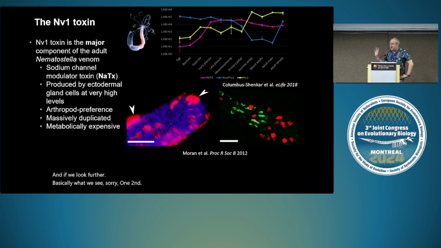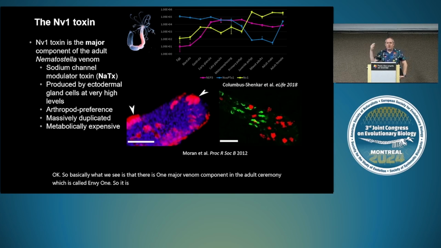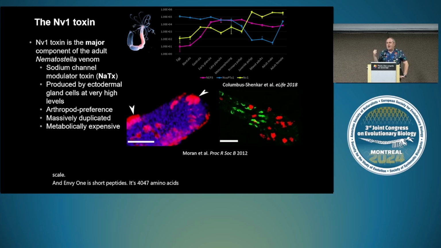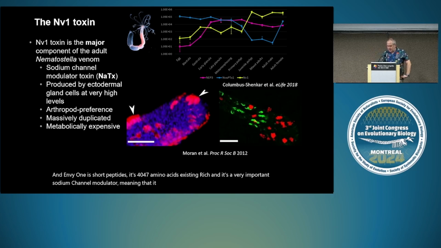Okay. So basically what we see is that there is one major venom component in the adult sea anemone, which is called NV1. It is more than 10 times more common than the next toxin in the adult, and you can see it in the upper right corner in the graph. That's a logarithmic scale. NV1 is a short peptide, 47 amino acids, cysteine rich, and it's a very potent sodium channel modulator, meaning that it's causing pain and paralysis in the stung animal.